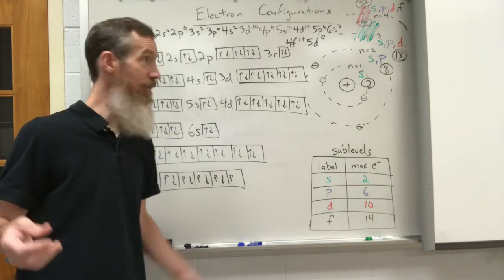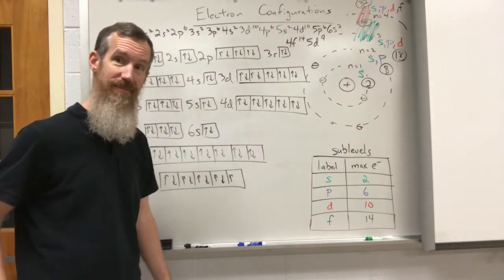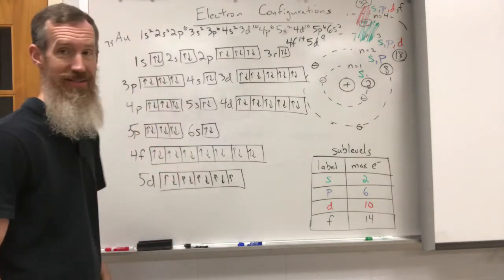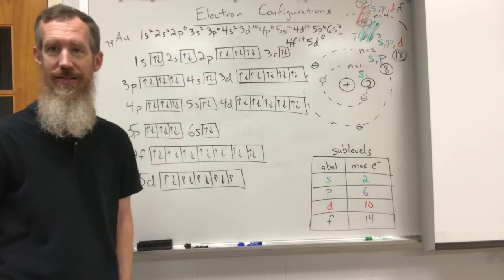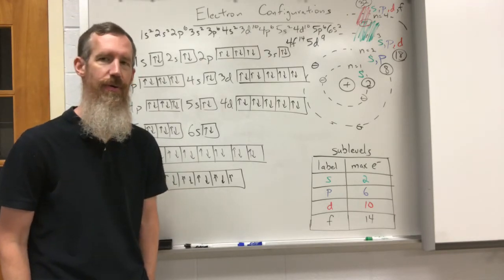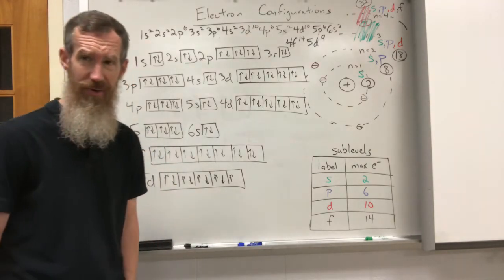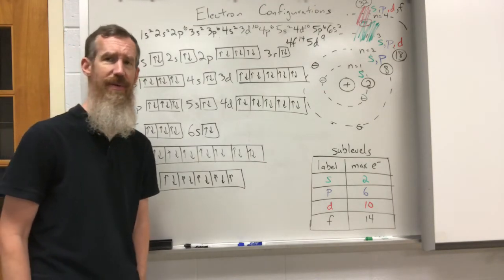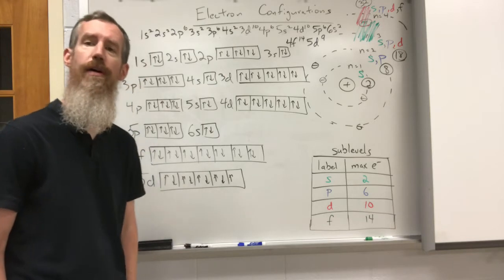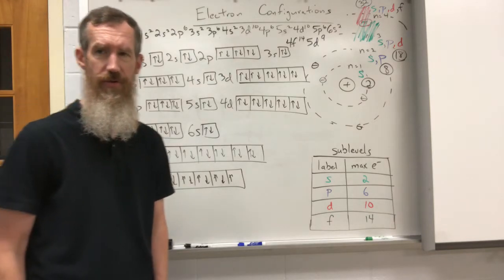Okay, so writing this out for gold or any other element with lots and lots of electrons is ridiculous. It really is. Yes, I'm going to make you do it, but it's really just a pain. So there's a shorthand or a shortcut for doing this kind of configuration. It's called the noble gas configuration.